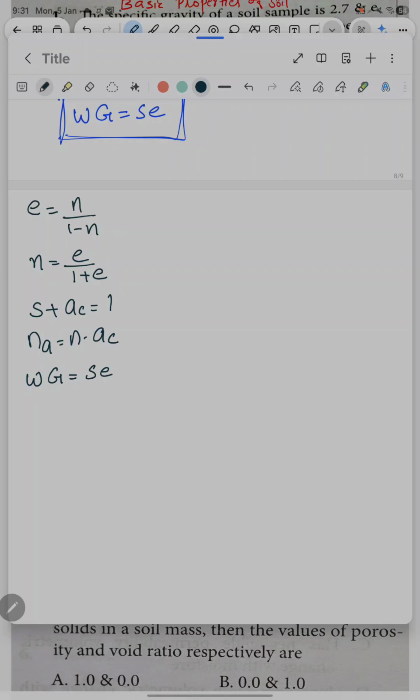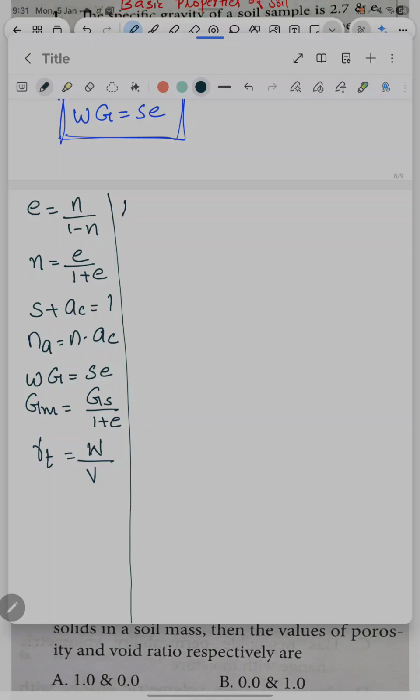Next, we studied Gm. Gm = Gs/(1 + e). Here Gm is less than Gs. Okay. Then bulk unit weight: bulk unit weight is equal to total weight to total volume. These are the basic equations that we studied. Many more equations are there, so let's see them one by one.